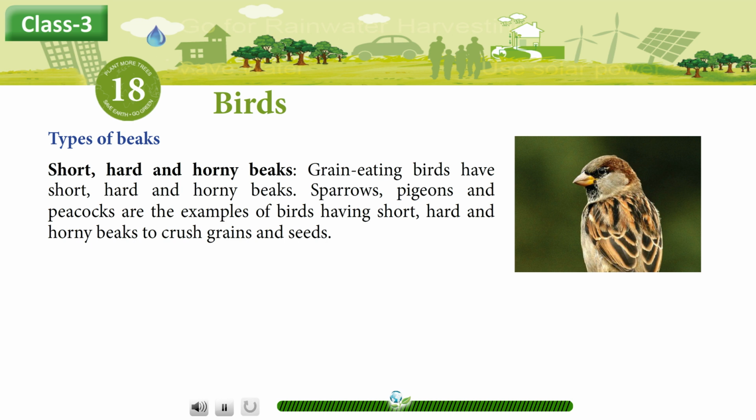Short, hard, and horny beaks. Grain-eating birds have short, hard, and horny beaks. Sparrows, pigeons, and peacocks are the examples of birds having short, hard, and horny beaks to crush grains and seeds.